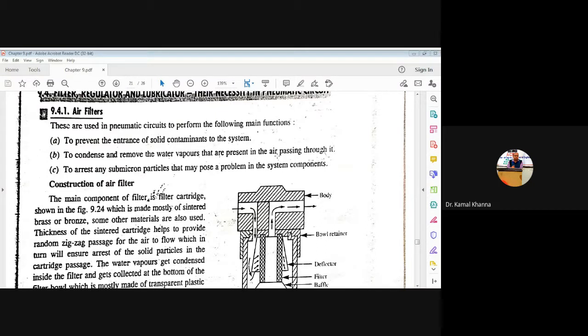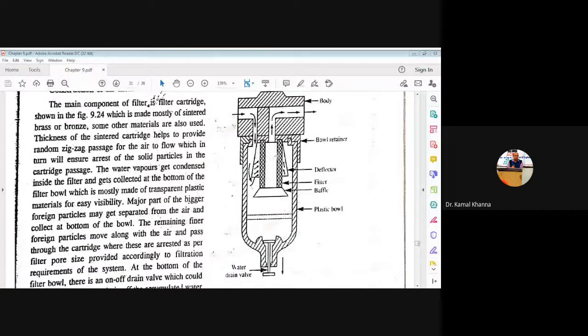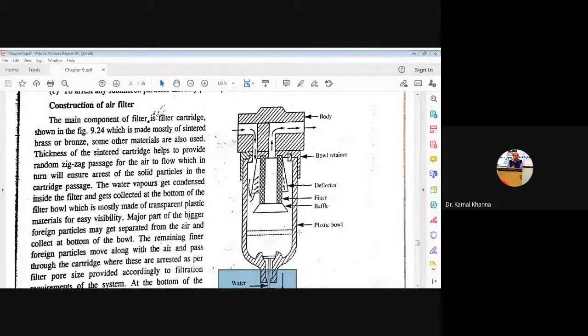They are also arresting any unwanted particles, or contaminants, that may pose a problem to the system components. You can see here, this is the water drain valve. As soon as the water is condensed, it settles down in the lower portion of the bowl, and as soon as there is a collection of water, you can remove it from the water drain valve. This is the plastic bowl, the outer casing of the filter. This is the baffle, this is the filter strainer, and this is the deflector.